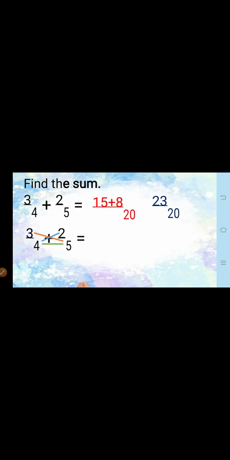Okay, so since addition yung operation natin, we will have to use the addition operation, the plus, kasi nga addition tayo. And then 4 times 5, which is the denominator, kaya meron tayong 20, kasi nga 4 times 5 is equal to 20. So 15 plus 8 is equal to 23. So we get the 23 over 20. Okay, so this is our final answer.